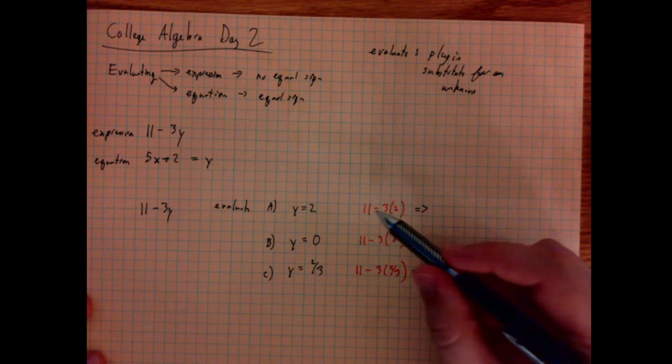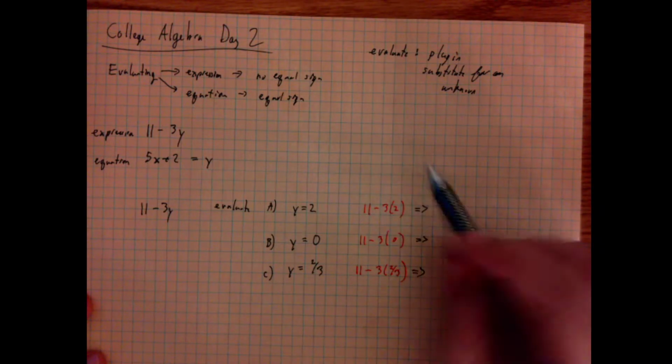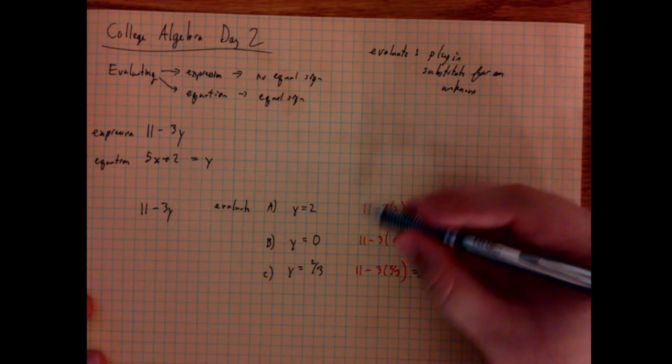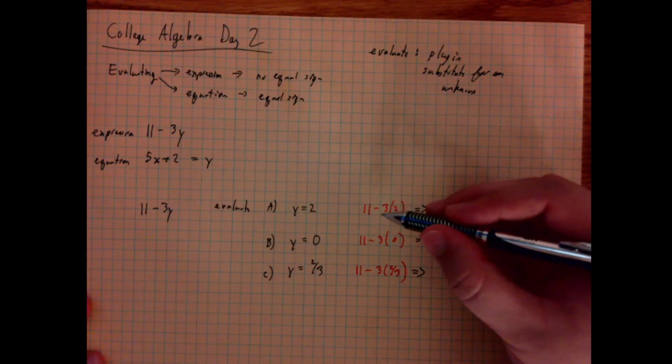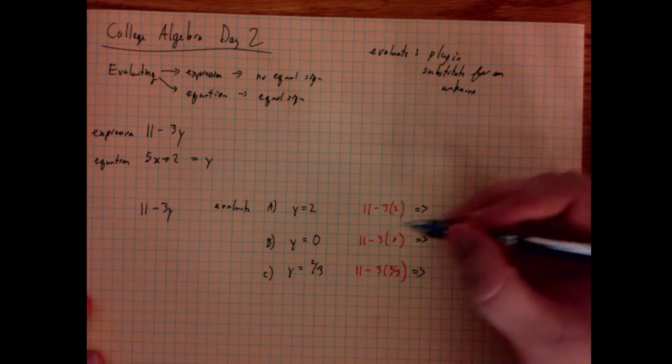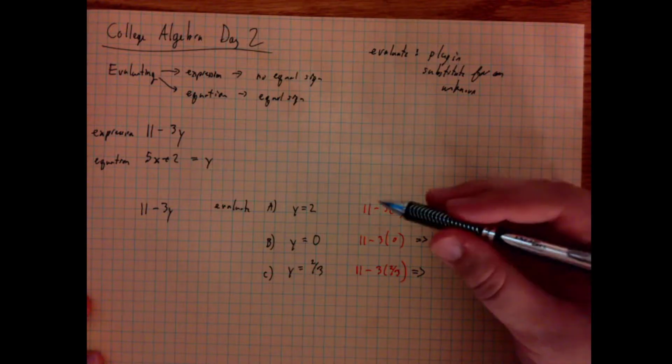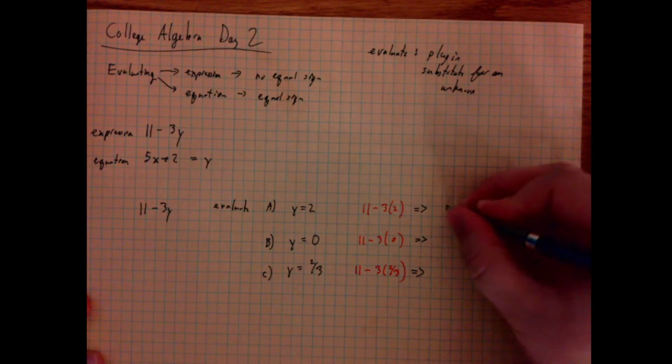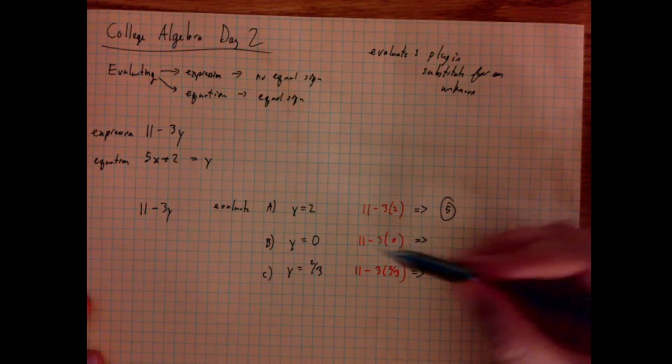So this top one, if I take 2 and plug it in for y everywhere there used to be a y, I could then do my order of operations. I would do the multiplication part of this first, since there's nothing to do in the parentheses. So 3 times 2 would be 6, and then 11 minus 6 would of course be 5. Same thing in the second piece.